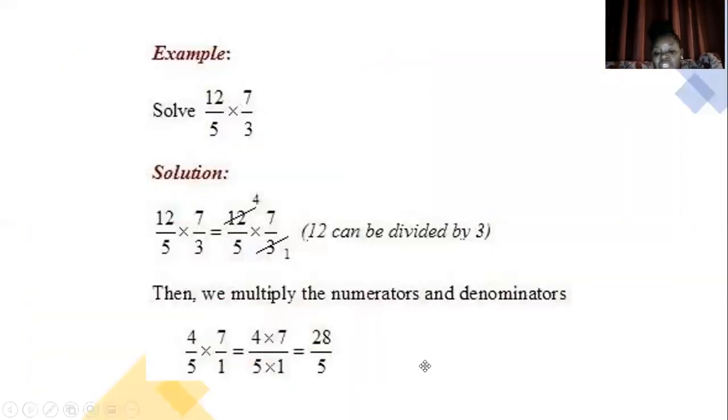Here we have a multiplication. When multiplying fractions, we can cancel out, or we can simply multiply it right out and then simplify. In this case, we're going to cancel out. We know that 3 can go into itself once, and 3 can go into 12 4 times. So we're going to cross out and cancel out. And so the new problem becomes 4 over 5 multiplied by 7 over 1. And 4 multiplied by 7 is 28. And 5 multiplied by 1 is 5. Therefore, our answer is 28 over 5.